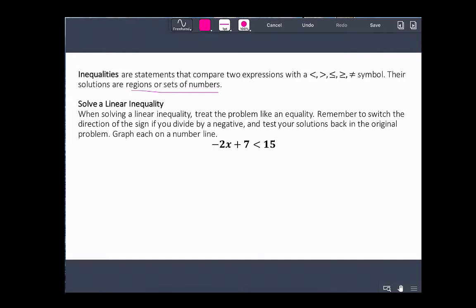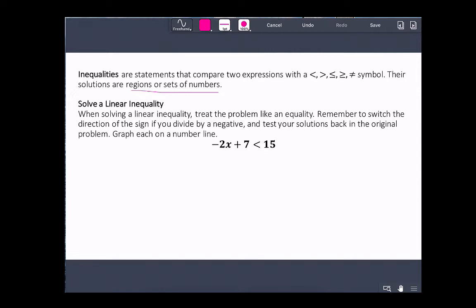So we're going to be graphing our answers on a number line as well as stating them in any of our other types of ways to show answers. When we're solving just a linear inequality, starting off with the basics, it says to treat the problem like an equality. Remember to switch the direction of the sign if you divide by a negative, and that's really the only funky rule in there. And then we do want to test our solutions back in the original problem to make sure that they work.